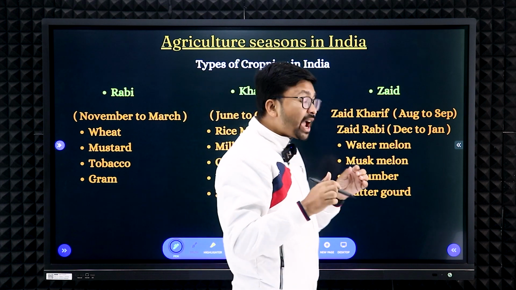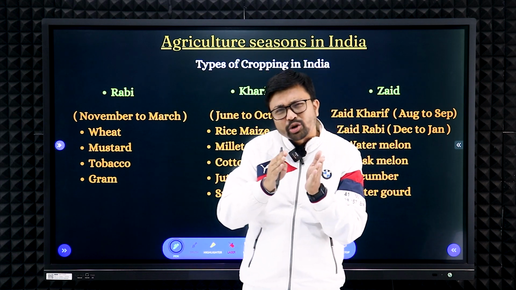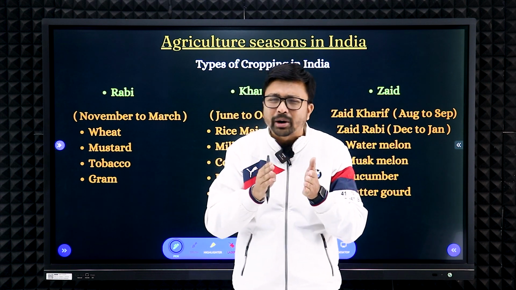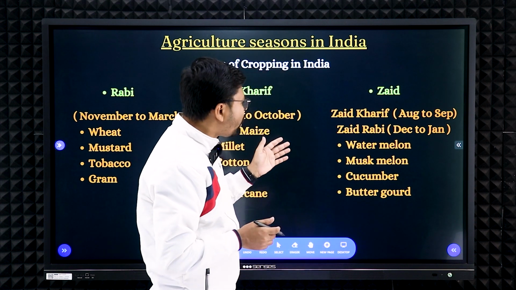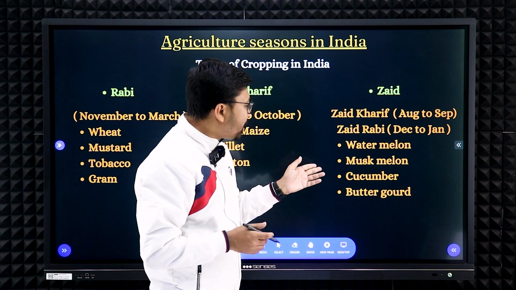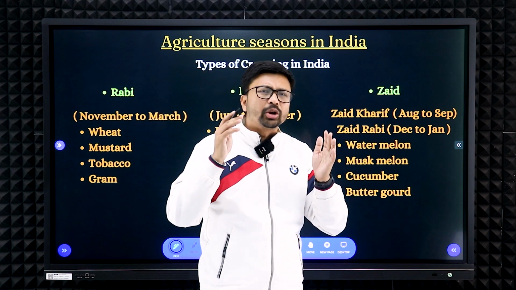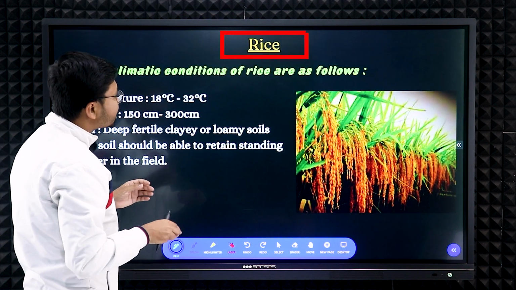Now Zaid crops can be grown in a very short period of time in between the Rabi crop season and the Kharif crop season. What are the examples? Watermelon, muskmelon, cucumber, those are the examples of Zaid crops.